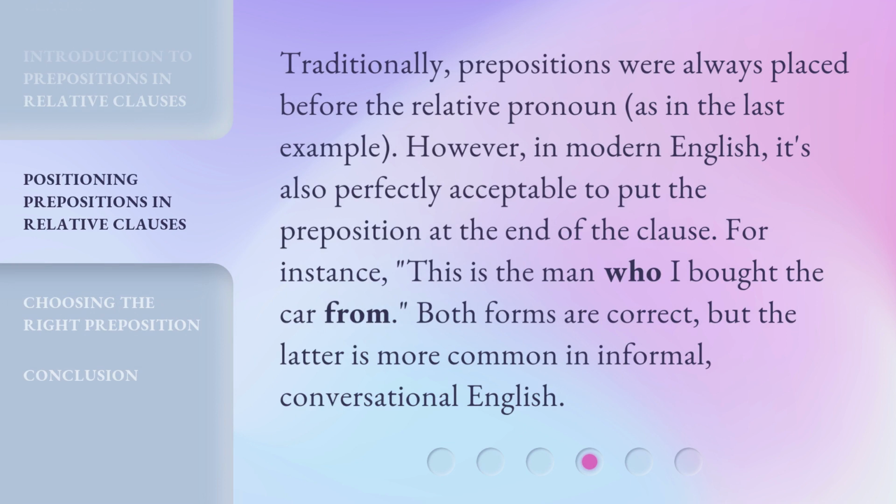Traditionally, prepositions were always placed before the relative pronoun, as in the last example. However, in modern English, it's also perfectly acceptable to put the preposition at the end of the clause. For instance, this is the man who I bought the car from. Both forms are correct, but the latter is more common in informal, conversational English.